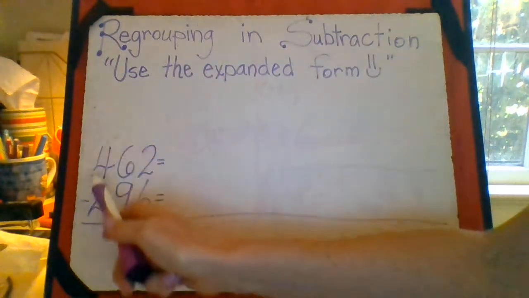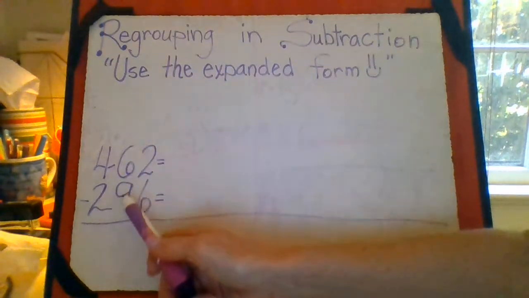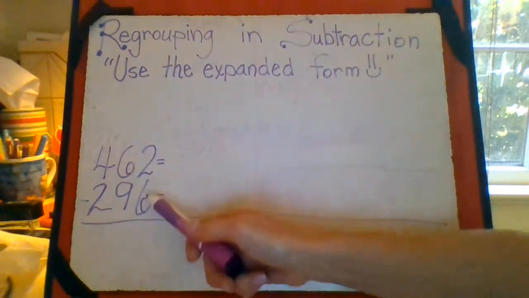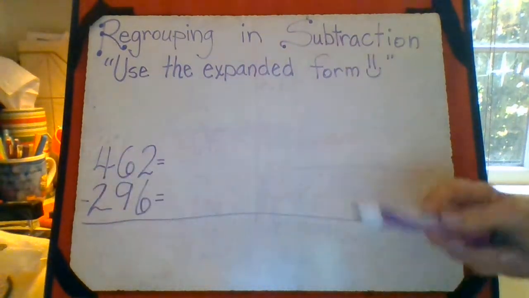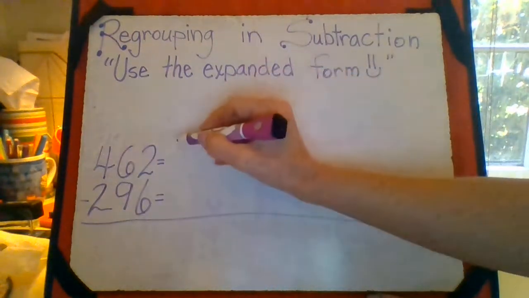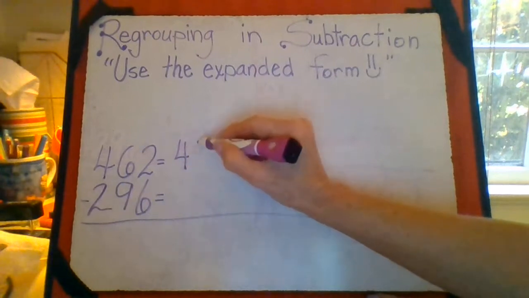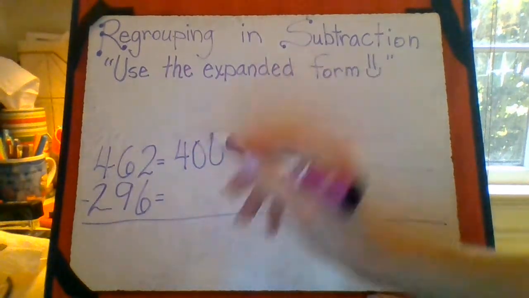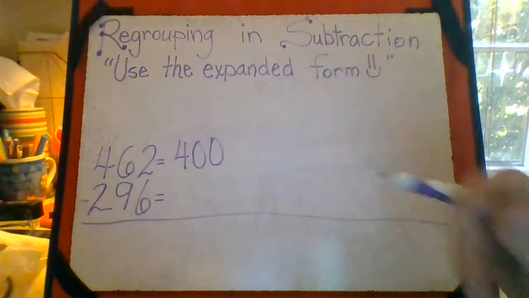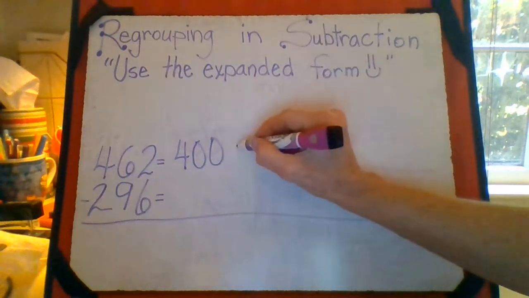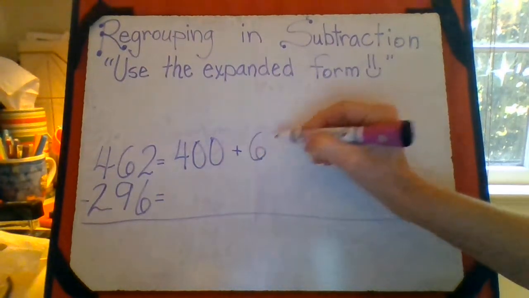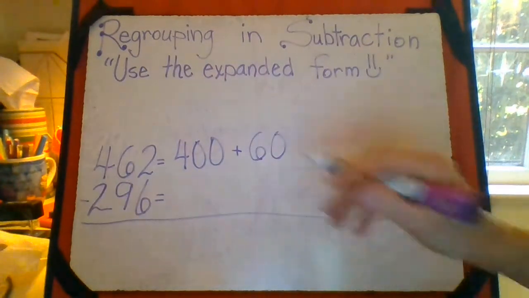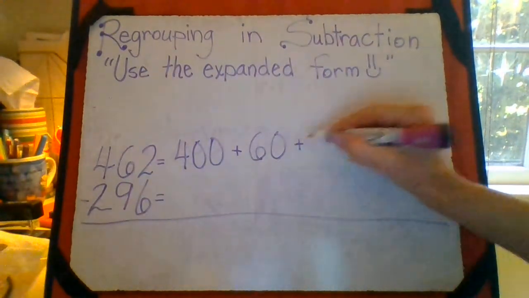I know in the first column I have hundreds, in the middle column I have tens, and in the last column I have ones. So I'm going to stretch out my hundreds first in 462. I have 4 hundreds, so I wrote it as 400. Now I'm going to use the addition symbol to add in my tens. I have 6 tens, and I write that as 60. Now I'm going to add in my ones.